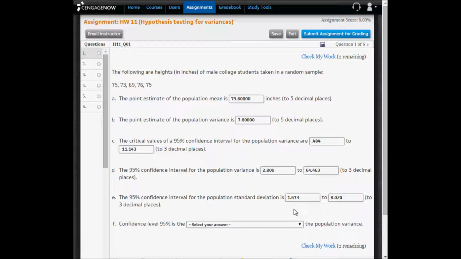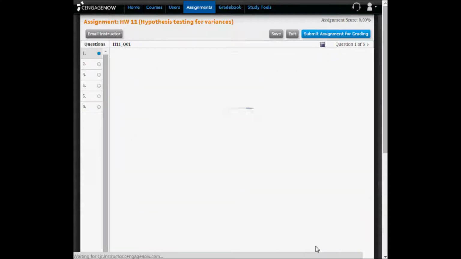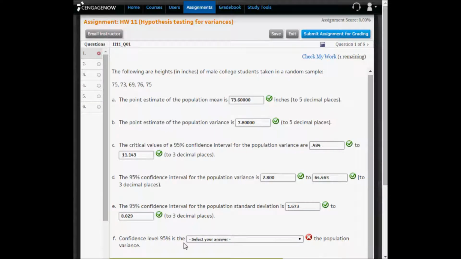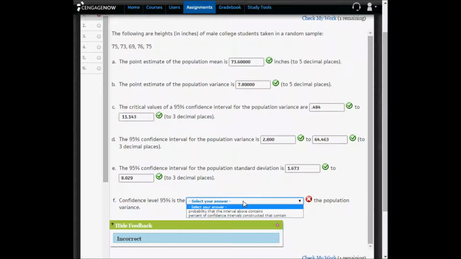So we have everything done to this point. I'm going to go ahead and check my work, and I should get all green check marks. I do. In part F, the confidence level, 95%, is the probability that the interval above contains the population variance. That is not accurate.